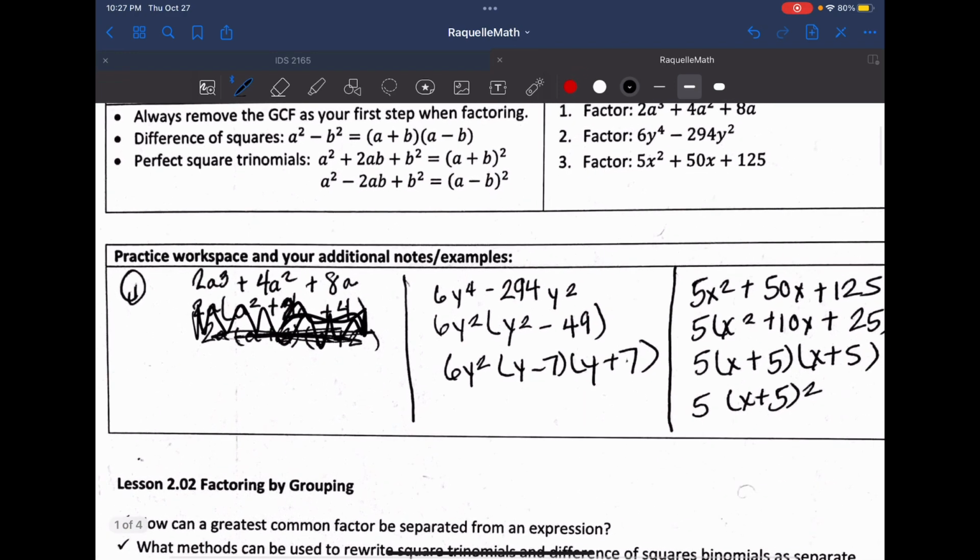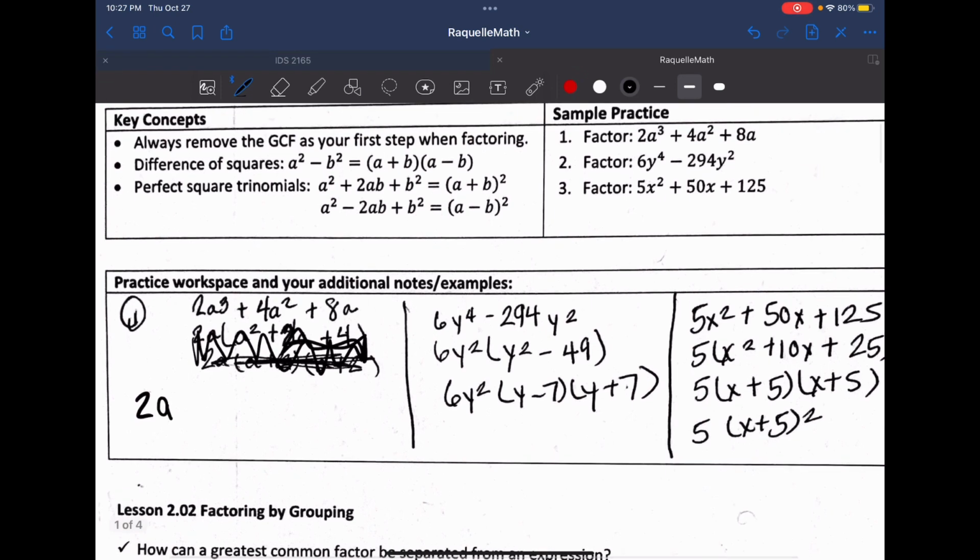So we want to factor out the common term. So that would be 2a. So then we're left with, basically, pretend you're dividing everything by 2a, since everything is divisible by that. So then we get a squared plus 2a plus 4. I did that right.